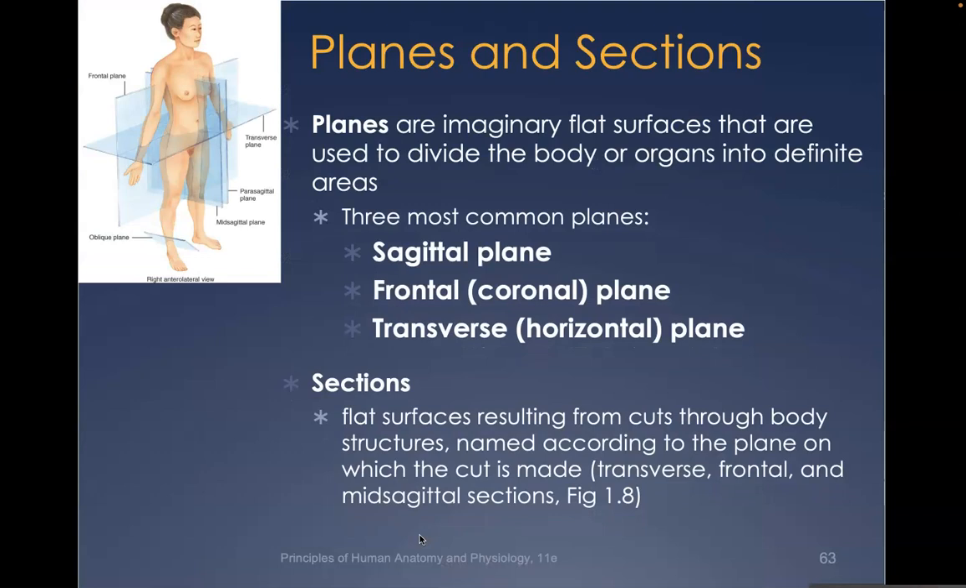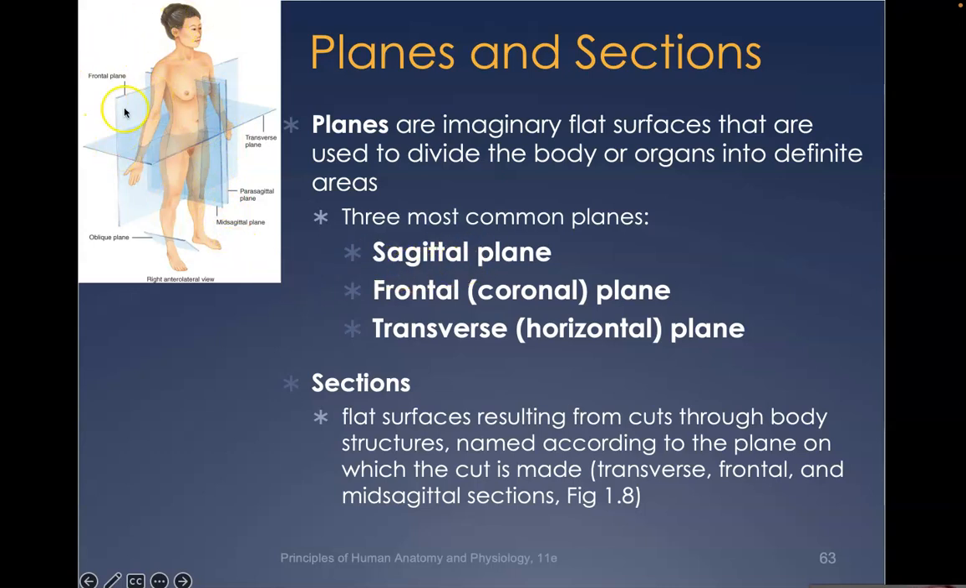Let's talk about planes and sections. So planes are these imaginary, again, flat surfaces that we use to divide the body up and separate organs into different areas. Our three most common planes are going to be the sagittal plane. The sagittal plane is going to cut the body into left and right halves, or left and right parts, because it doesn't necessarily have to be right down the midline. We'll talk about that in just a minute.